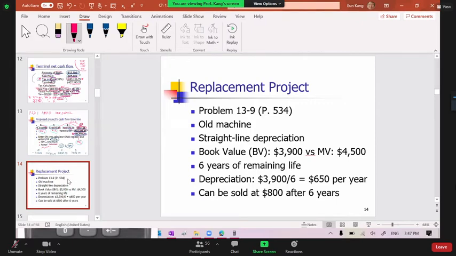To support the greater sales, the new machine would require that inventories increase, so net working capital increases. Inventories increase by 2,900, but accounts payable would simultaneously increase by 700. So what is the accounts payable increase?